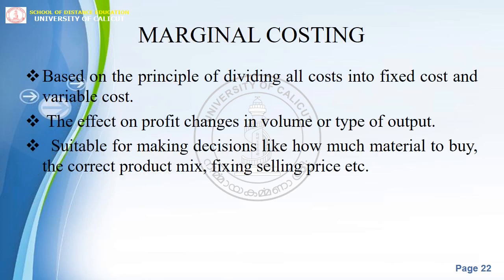Marginal costing. It is a technique of costing in which allocation of expenditure to production is restricted to those expenses which arise as a result of production. Example: material, labor, direct expense, and variable overheads. Of all the available techniques of costing, marginal costing is the most suitable for making decisions like how much material to buy, the correct product mix, fixing the selling price, etc.